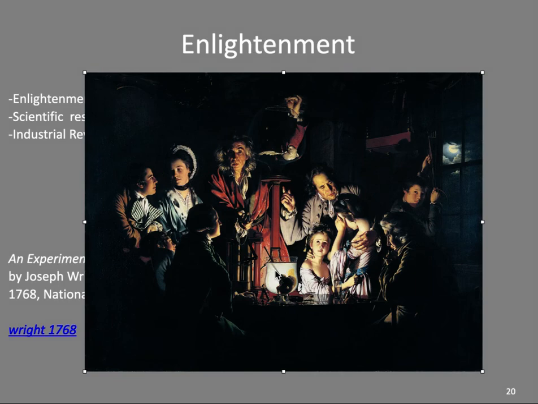Now, with the Enlightenment and with the revolutions, we know that the aristocracy lost political power. The educated, the industrialists became the patrons of art.